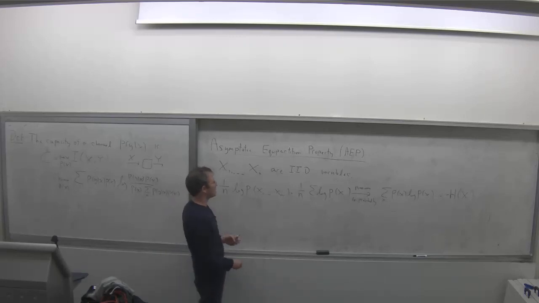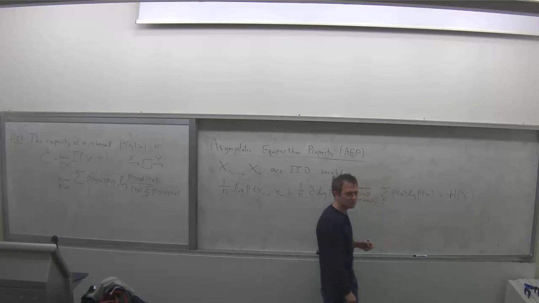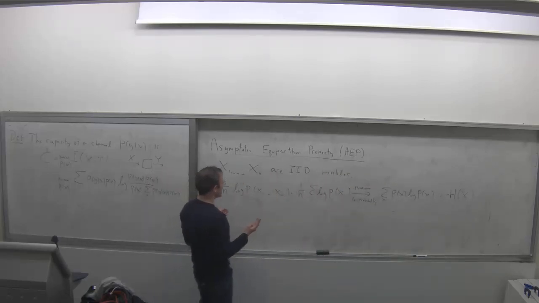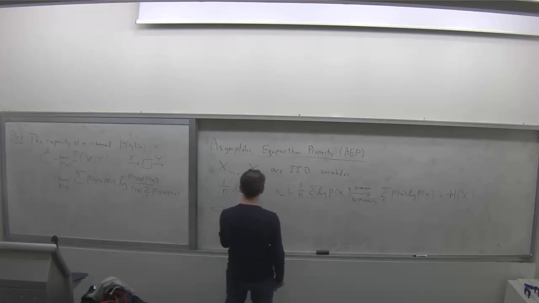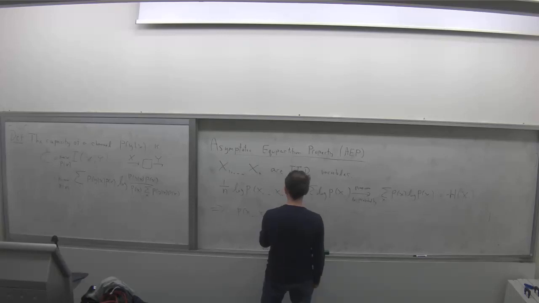It says that if you sample x1 to xn IID variables and you look at 1 over n times their log probability, with high probability it will always have this value. That's pretty cute. So what does it mean? With high probability, p(x1 to xn) is equal to 2 to the minus n times the entropy of x.